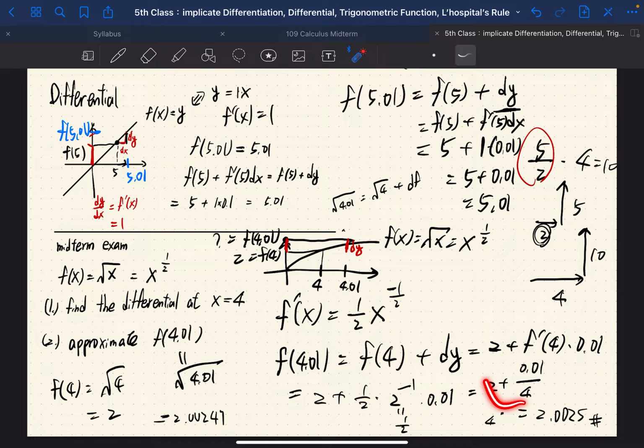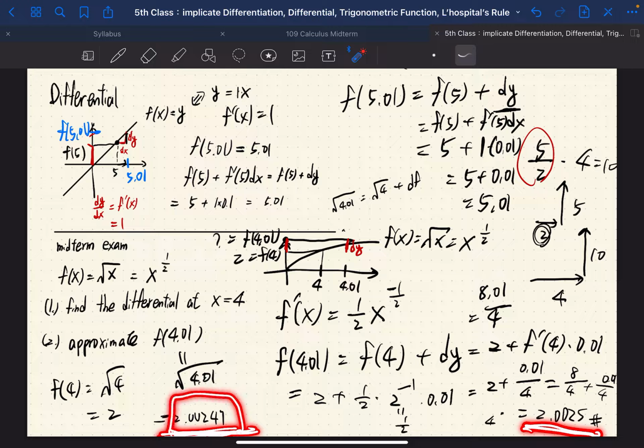You just need to write like this. This number is 2.0025. It is really close to the exact number.